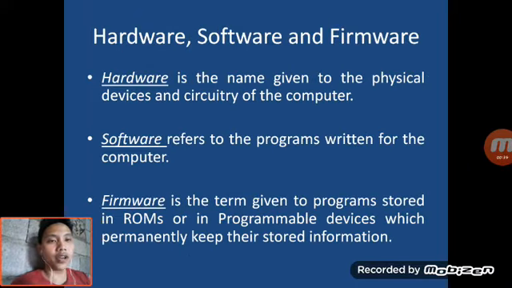The next is the parts of a computer. Hardware is the physical device and circuitry of the computer. Software is the intangible part of the computer. It is the programs written for the computer. Firmware is the term given to the programs stored in ROMs or in programmable devices which permanently keep their stored information.